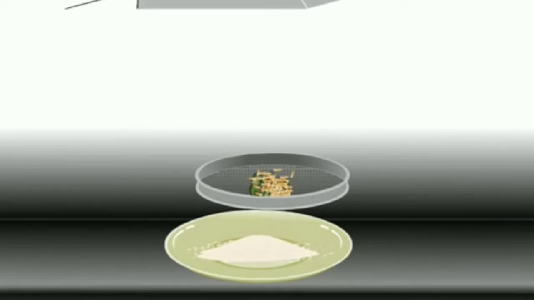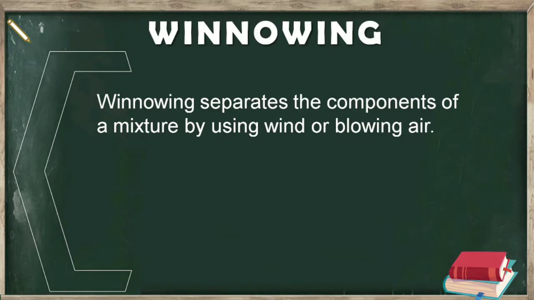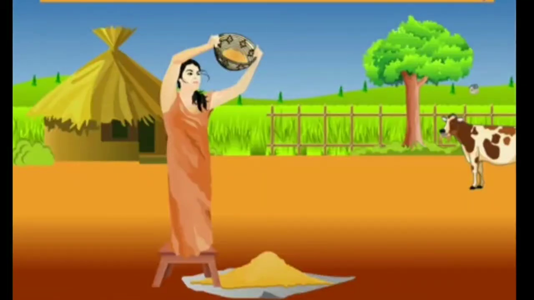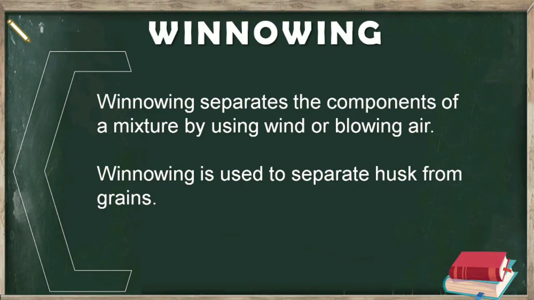Then the next separation technique is winnowing. Winnowing separates a mixture by using wind or blowing air. Actually, winnowing is used to separate heavier and lighter components of a mixture by wind or by blowing air. Winnowing can be used to separate husk from grains.